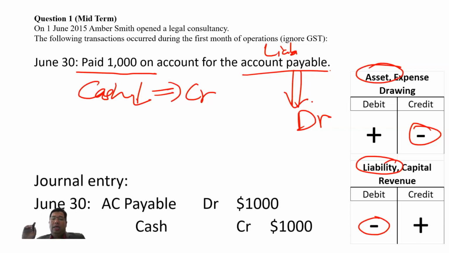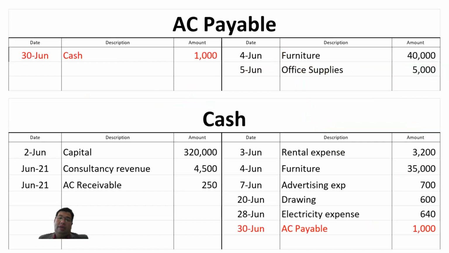So the journal entry will be account payable, debit 1,000, cash, credit 1,000. So this will be your journal entry. If you look here, your account payable previously had 40,000 and 5,000. Now you make payment of 1,000. So your account payable certainly will reduce. 40,000 plus 5,000 is 45,000, minus 1,000. That gives us a balance of 44,000. Whereas for our cash account, it reduces another 1,000. That is payment made to the account payable, to your supplier, your creditor.